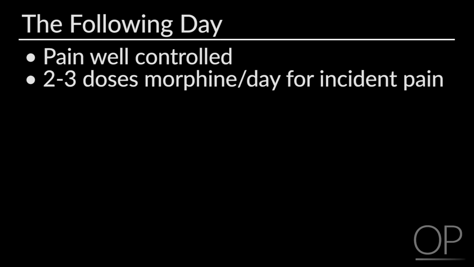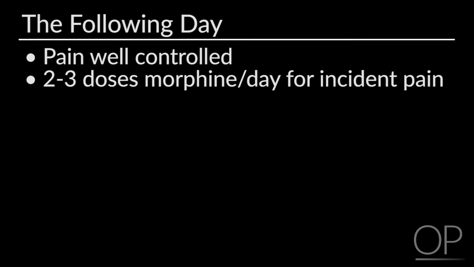The next day, we call Ethan's home and find out that his pain is well controlled. He's been taking 2 to 3 doses of morphine in addition to the scheduled Tylenol and ibuprofen. And he has been able to get up and walk around. He's primarily using the morphine for that incident pain associated with getting up. If he's sitting down, playing quietly, he doesn't need any morphine. And he's been able to have a good quality of life with this.